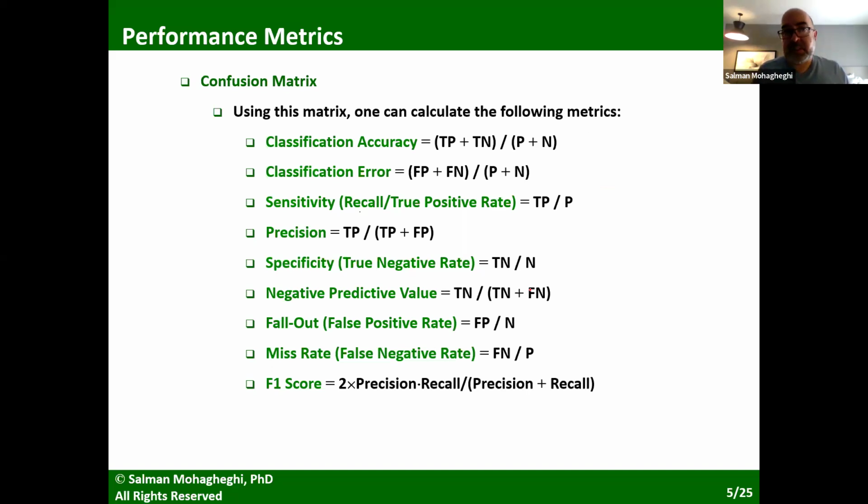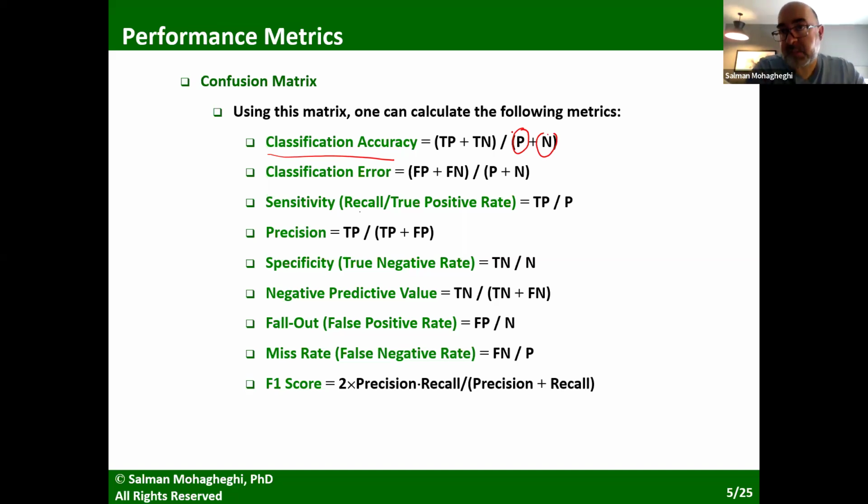Using that confusion matrix, a lot of additional metrics can be defined. This is a relatively exhaustive list of metrics that we can define. Obviously, one important one is classification accuracy, which is true positives plus true negatives divided by all positives and all negatives. Remember, some of the positives are correctly identified as positive, some are incorrectly identified as negative. So P would be true positive plus false negative. Likewise, N would be true negative plus false positive.